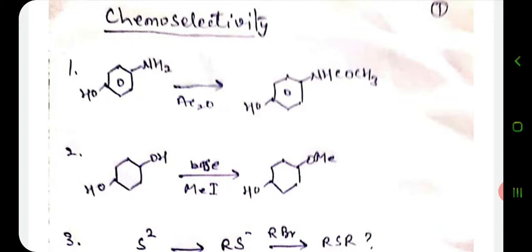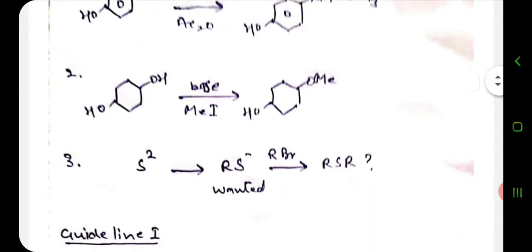What is chemoselectivity? We have some general principles. In the first case, we will see the relative reactivity of two functional groups, for example, ortho-hydroxyaniline. In the second, the reaction of one of two identical functional groups, that is, both groups are identical. In the third, the reaction of a group once when it may react again, for example, thiol synthesis. We will discuss all three cases with the help of some principles.